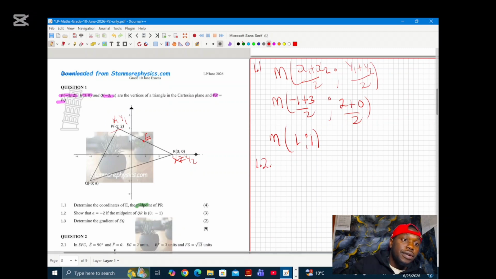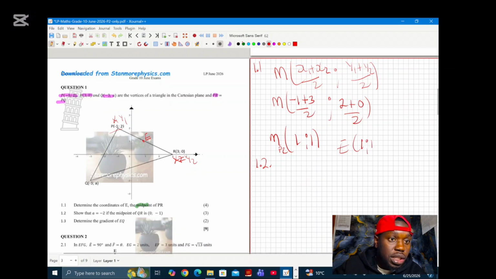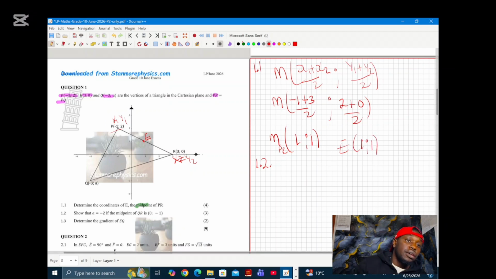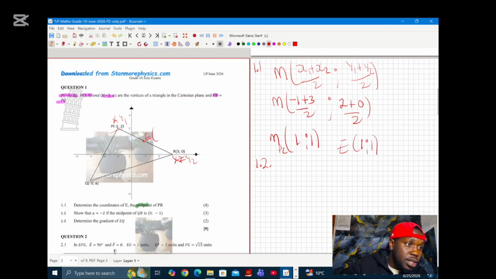Now we found the midpoint of PR, which also gives us the coordinates of E, which is 1 and 1. So it means that this point E is going to be 1 and 1. Then 1.2, let's highlight.